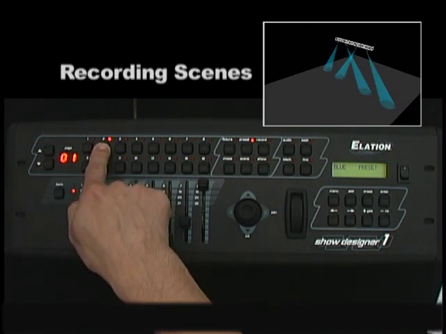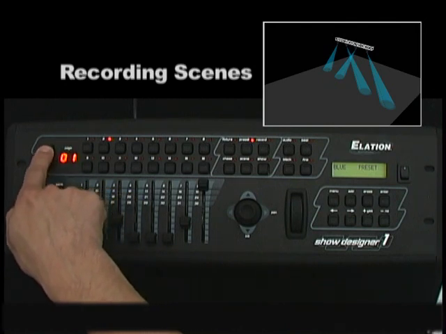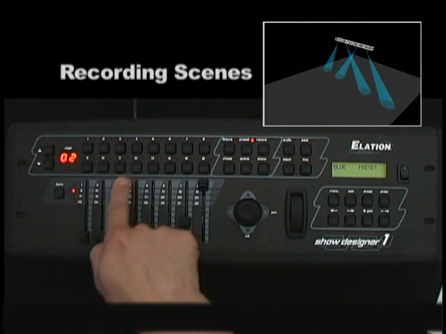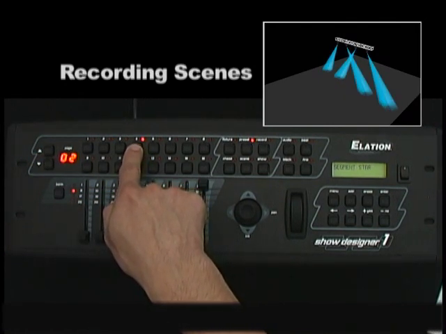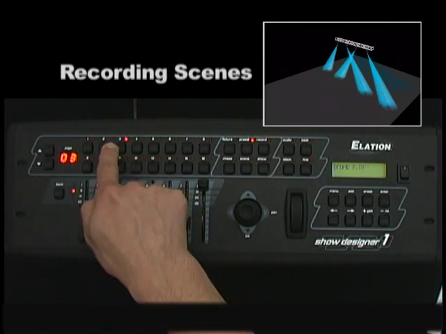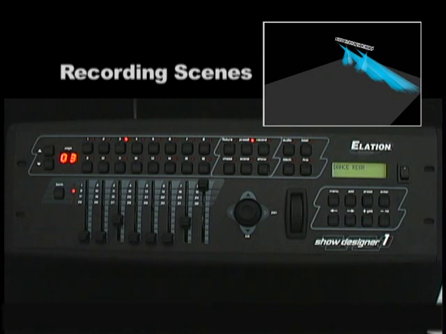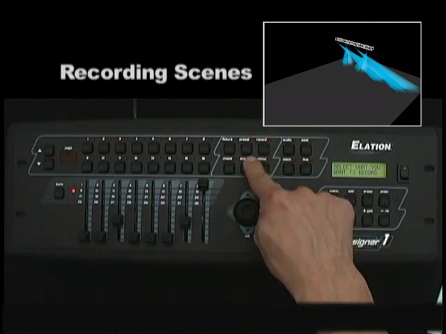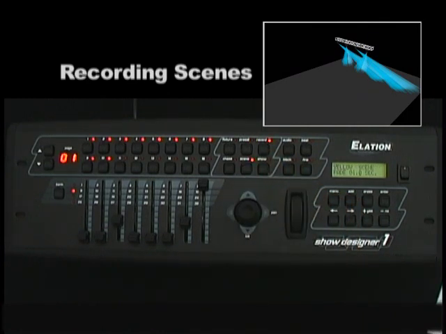Page 1 contains color presets. Page 2 contains gobo presets. Page 3 contains beam presets. Once I've selected all my desired presets, I can store that as a scene by pressing the record button and followed by the scene button.